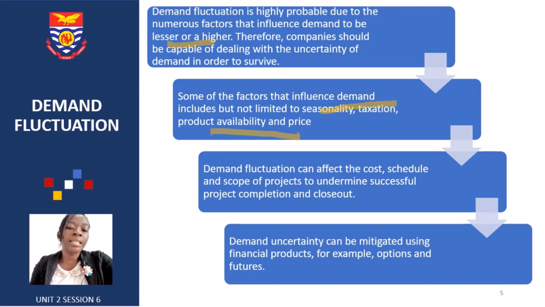So demand uncertainty can be mitigated by using financial products such as options and futures. And in Ghana, we've seen a lot of these issues come into play as well, because of the economic issues that keep going up and down. Sometimes demand can be unpredictable, and so people tend to look at options and futures in order to mitigate the impact of these as and when they happen.